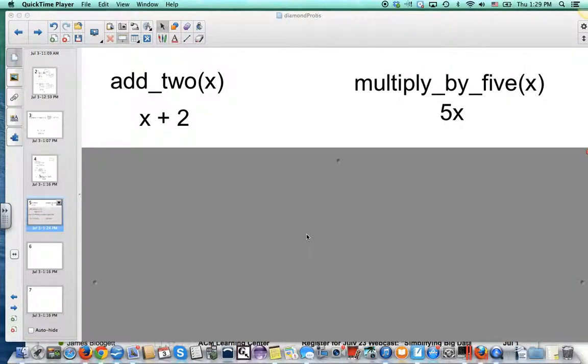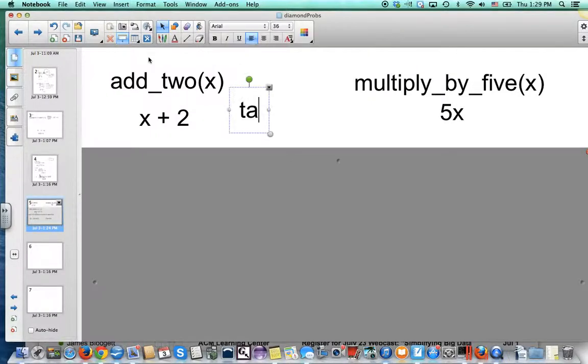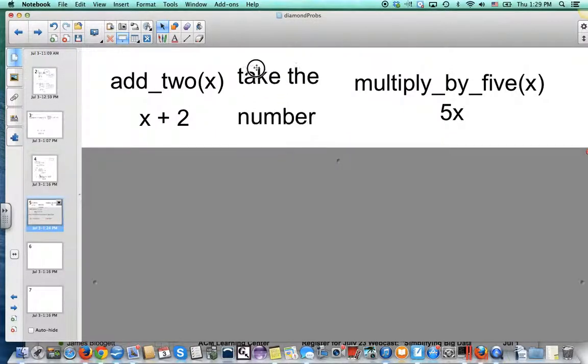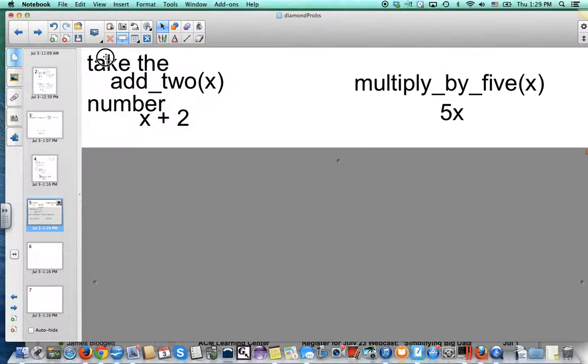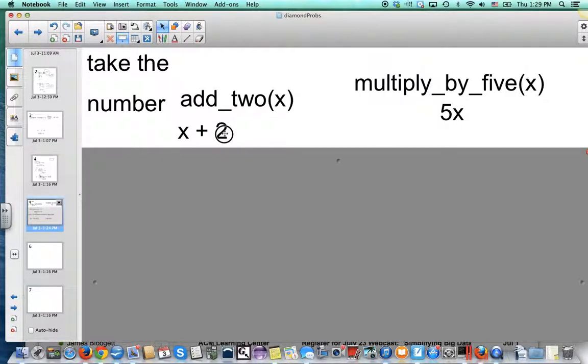Okay, so you're in Algebra 1 now. It's time to get all fancy. So for a while, your teacher would just say something like, take the number and add 2 to it. Take this number and add 2 to it.